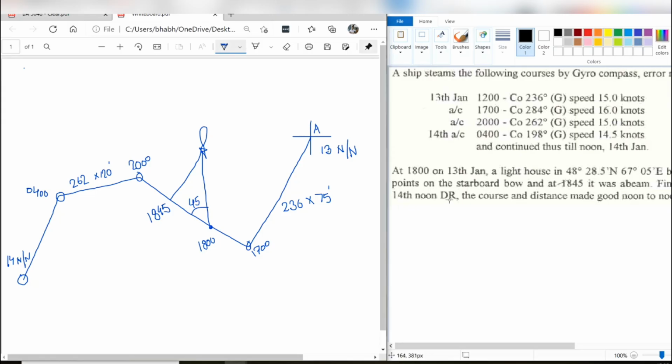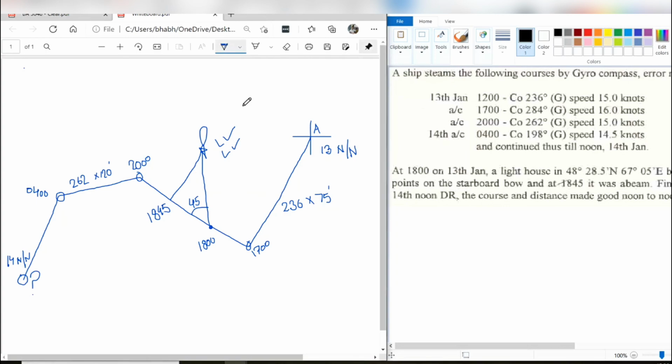Find the 14th noon DR position. So that is the first thing to find out, 14th noon DR. So how do we find out 14th noon DR? Now the problem here is that the 13th noon position is not given to us. If 13th noon was given, then there was no problem. It was a simple question. We would have calculated the departure and DLAT, applied, and we would have reached the 14th noon. But what is given now is the position of the lighthouse. So the latitude and longitude of the lighthouse is given to us.